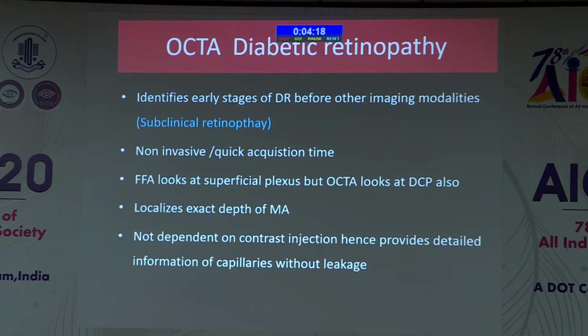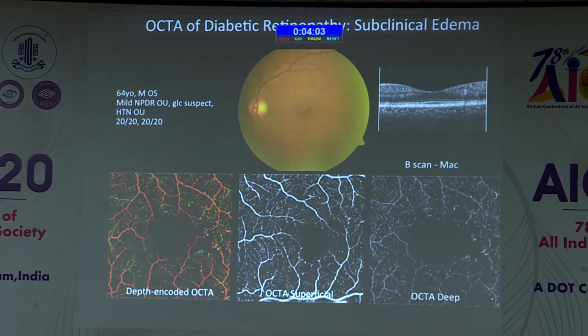FFA only looks at the superficial plexus, but OCTA looks at the deep capillary plexus also. It localizes the exact depth of the microaneurysm and is not dependent on contrast injection, unlike fluorescein angiography, but sometimes the leakage will not be seen on OCT angiography. So details are much appreciated.